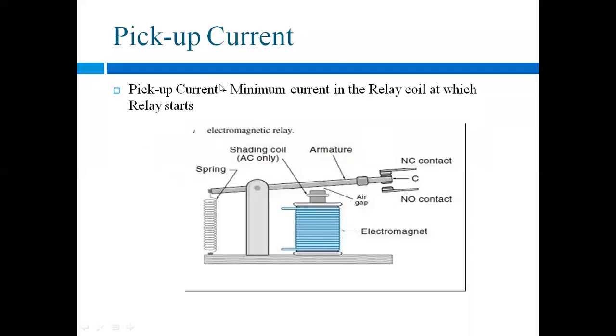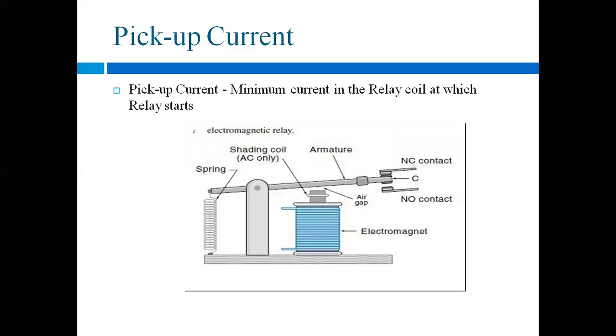Today, in the last lecture, we have seen what is meant by pickup current and current setting. We use the plug setting multiplier and time setting multiplier for electromechanical relays only, because for microprocessor based relays there is no such setting. Electromechanical relays have a rotating disk, in simple language, like your energy meter.